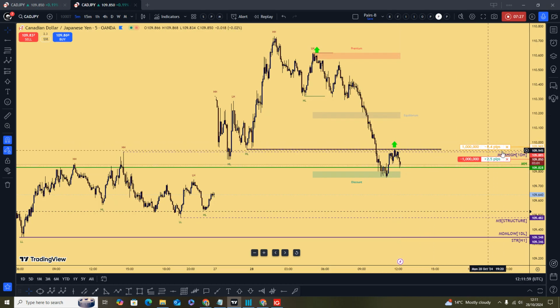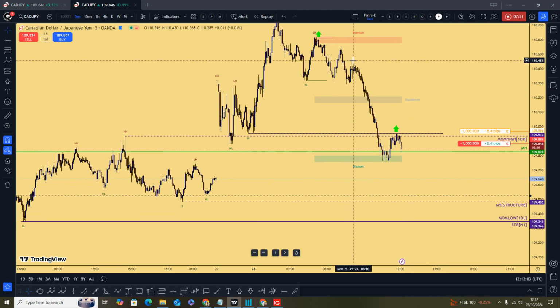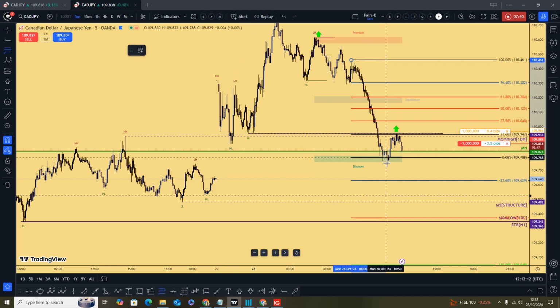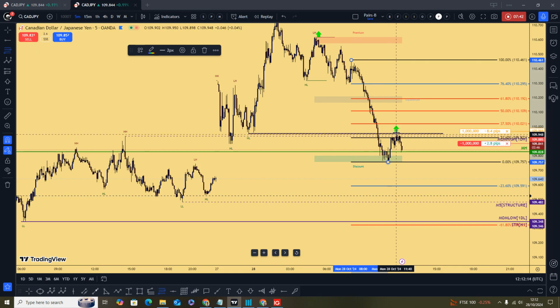The risk is very small, 8 pips. And in terms of target, we have an internal lower high here. We can draw the Fibonacci first using the key ratio. We draw the low to the high. The pullback has been satisfied.